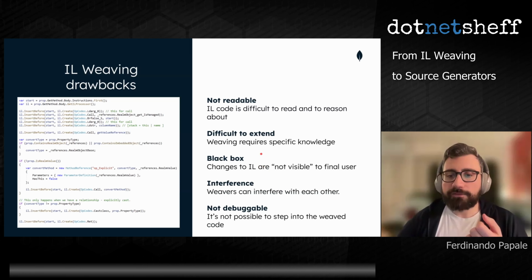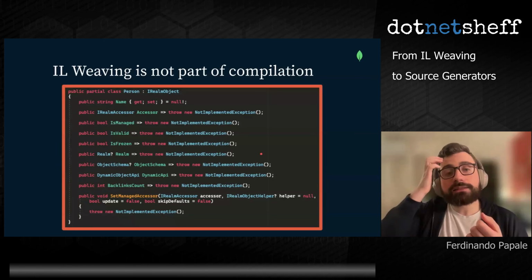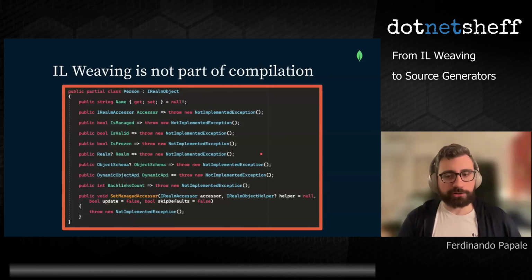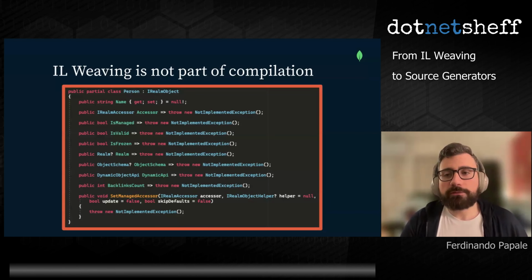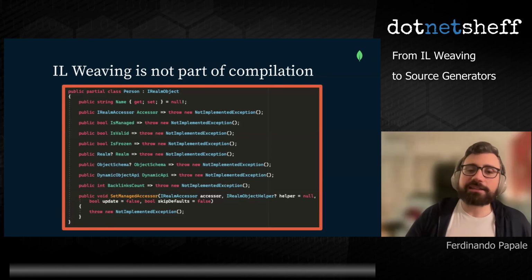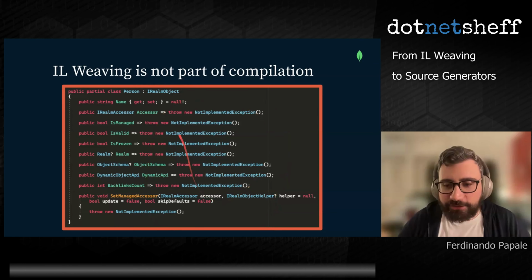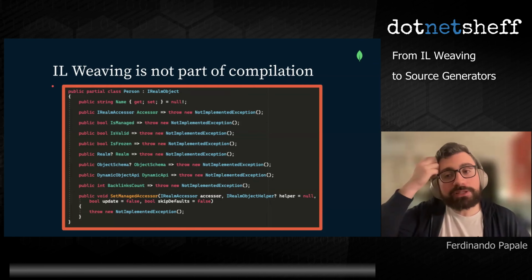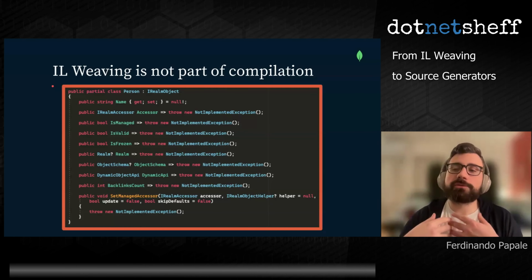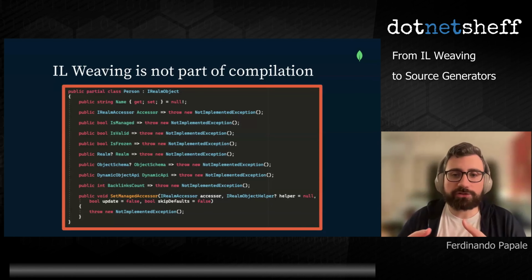And there is also one final issue, and that is weaving is not part of the compilation. Something that developers ask us every now and then is, well, why can't I use an interface instead of a base class? Essentially, this is the reason: weaving is not part of the compilation. This is something that has to happen after the compilation is done.